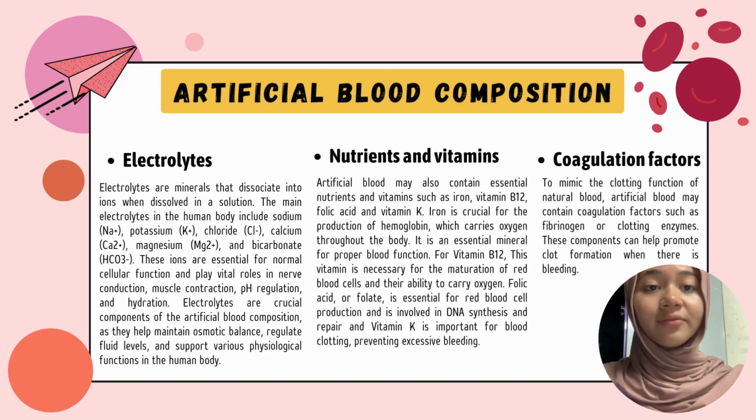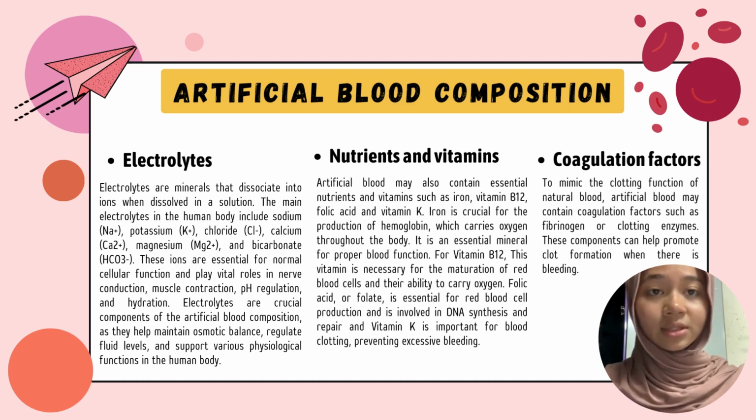Next, nutrients and vitamins. Artificial blood may also contain essential nutrients and vitamins such as iron, vitamin B12, folic acid, and vitamin K. Iron is crucial for the production of hemoglobin, which carries oxygen throughout the body. It is an essential mineral for proper blood function. Vitamin B12 is necessary for the maturation of red blood cells and their ability to carry oxygen. Folic acid or folate is essential for red blood cell production and is involved in DNA synthesis and repair, and vitamin K is important for blood clotting, preventing excessive bleeding.